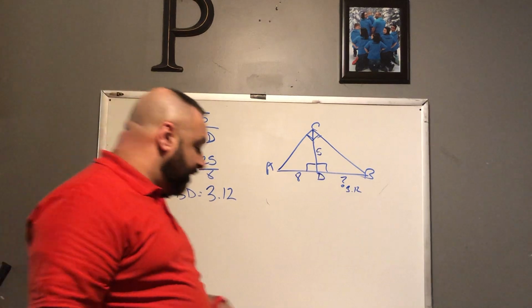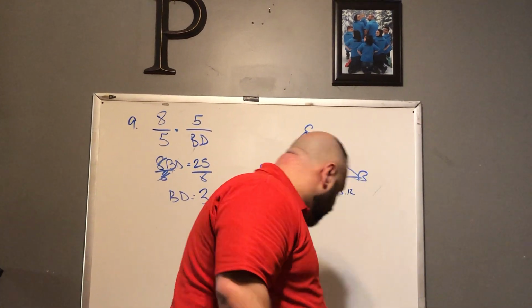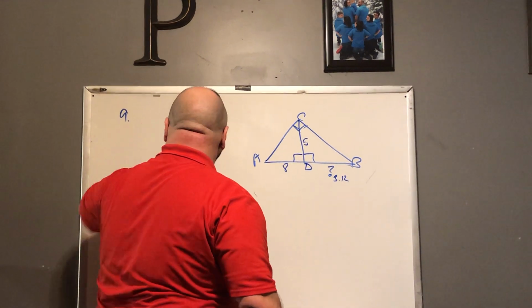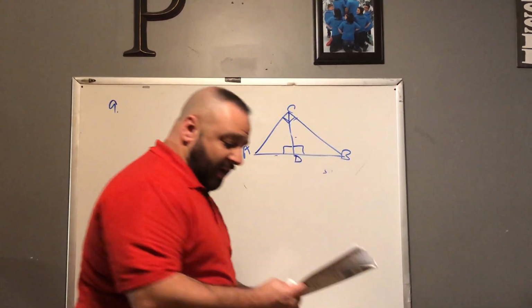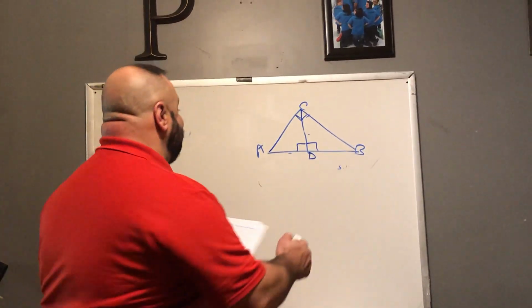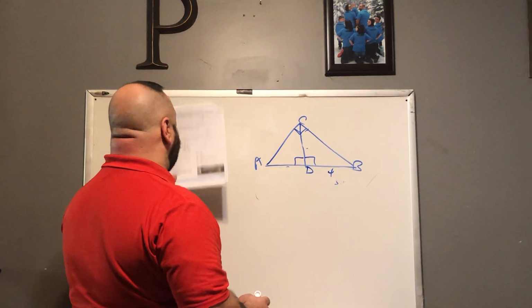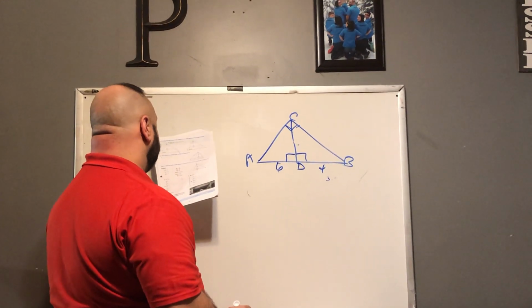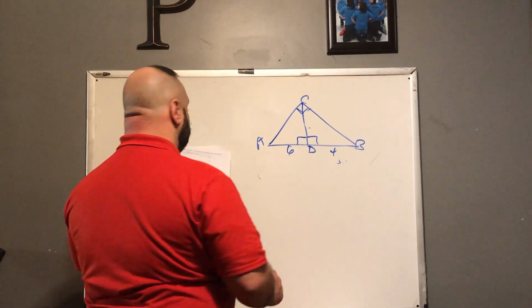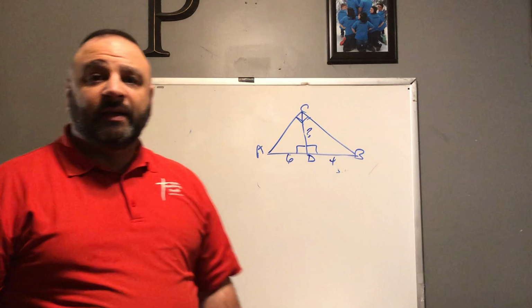Now, let's look at number 11. Okay? So, let's erase our numbers. All right, number 11, we have BD is 4. We have AD is 6. And we want to solve CD.